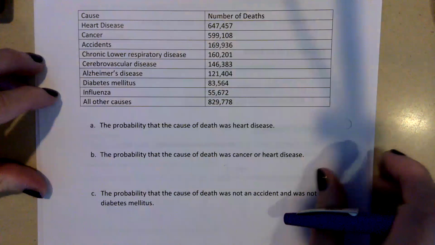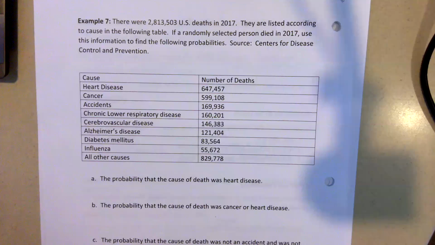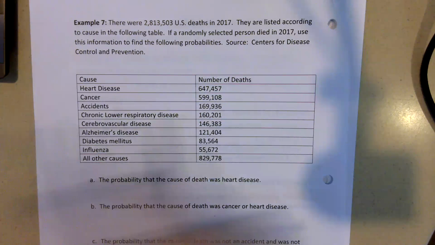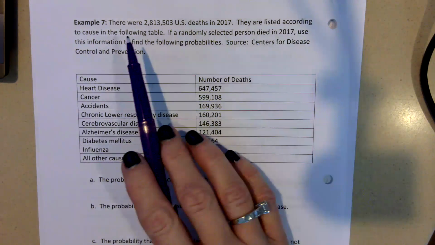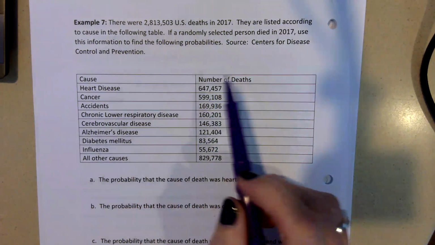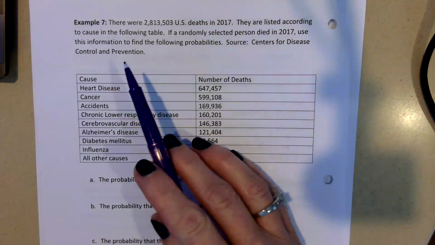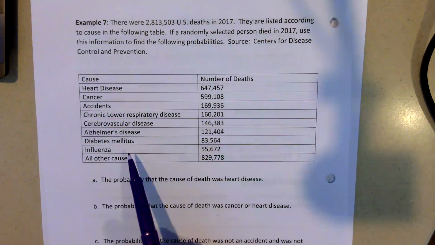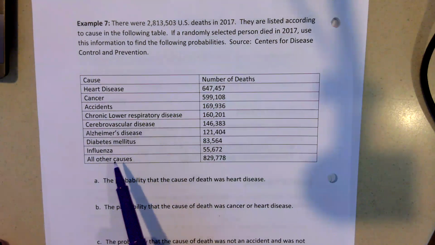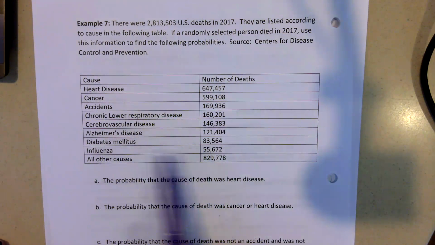So we're going to look at an empirical probability. So we have data here. There were 2,813,503 US deaths in 2017. They are listed according to the cause in the following table. If a randomly selected person died in 2017, use this information to find the following probabilities. So we have a variety of causes: heart disease, cancer, accident, chronic lower respiratory disease, a few that I've not heard of, diabetes, the flu, which is actually very small, even though it's been a big item talked about with COVID in recent years.